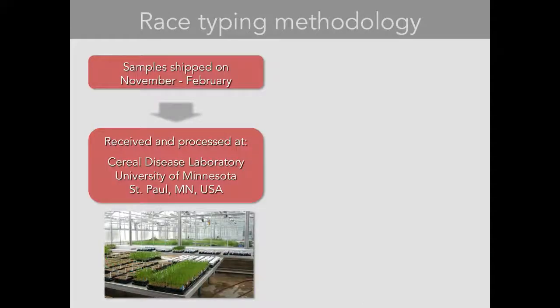So every year we receive between 250 and 300 samples from abroad. And these samples, when they are shipped between November and February, are processed here at the Cereal Disease Lab. We have a time restriction to process these samples. We can only work in the winter months, starting December 1st, going all the way until March 31st.